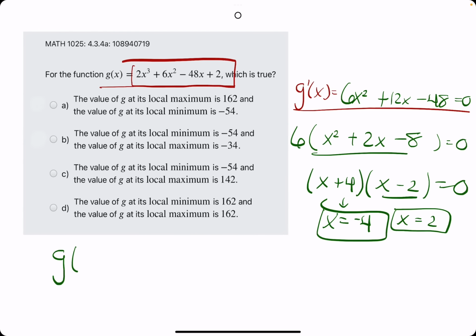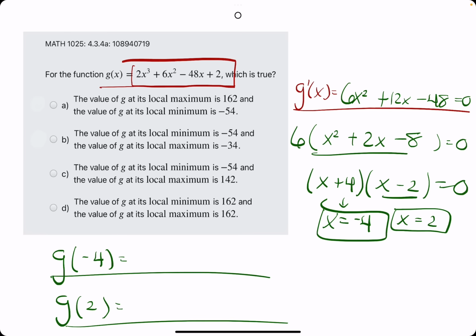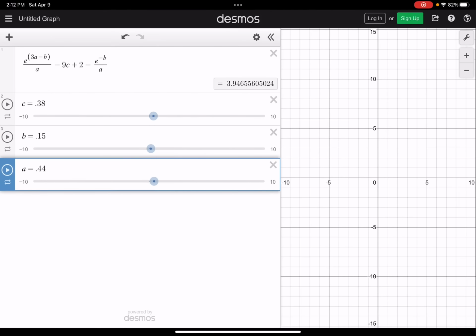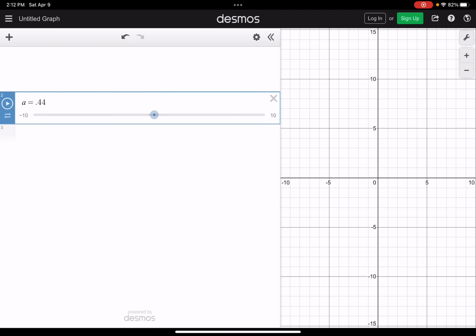Now, we don't need to do a number line or anything for this one. Kind of a shortcut method is just to plug in these x values to the original g function. So that's what we're going to do.